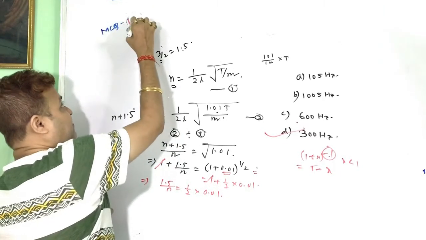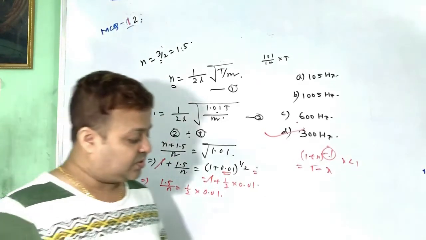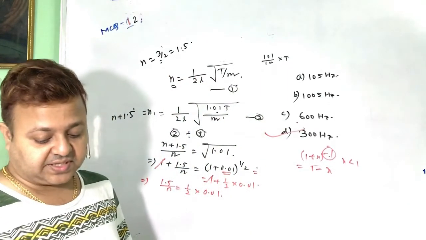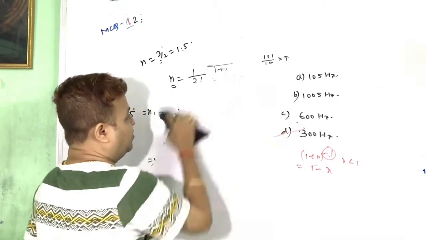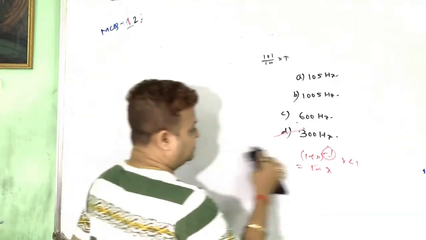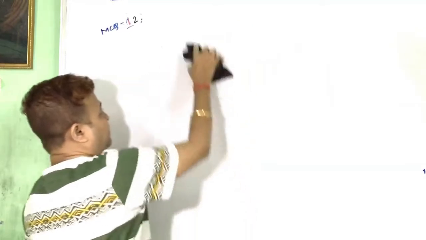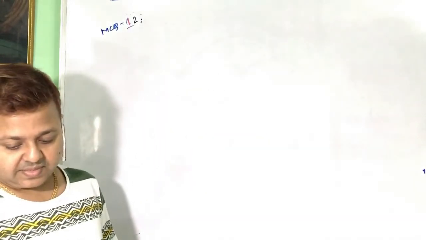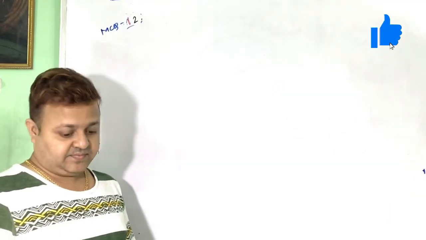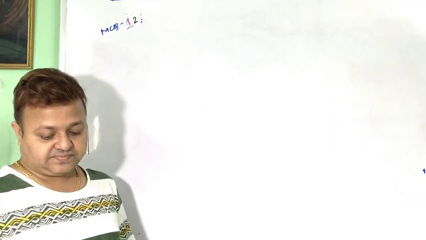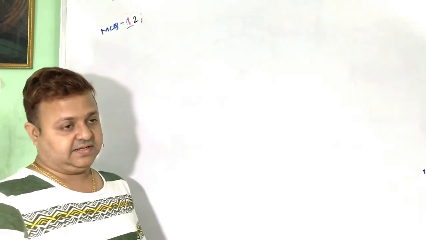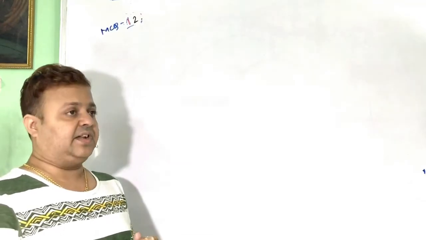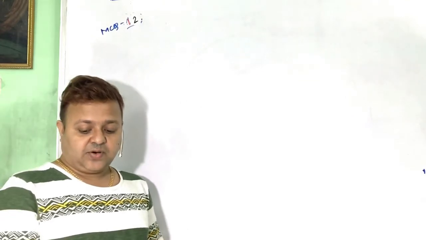An air column and tuning fork produces 4 beats per second when sounded together at their fundamental frequency, when the temperature of the air is 15 degrees centigrade.